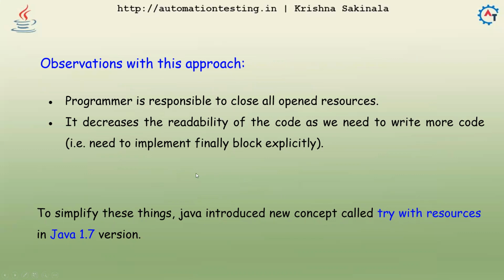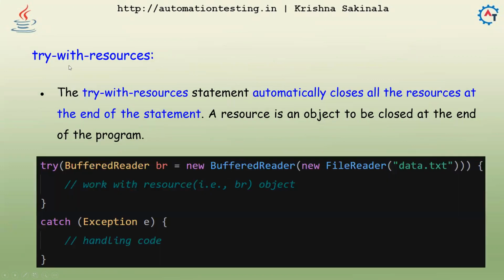We'll see what the advantage is when you use try with resources and how the syntax will be. The try with resources statement automatically closes all the resources at the end of the statement. A resource is an object to be closed at the end of the program. If you opened any connection to the database or you're interacting with any file, it will be closed automatically at the end of the statement. That is the advantage: you need not write the finally block to release the resources.